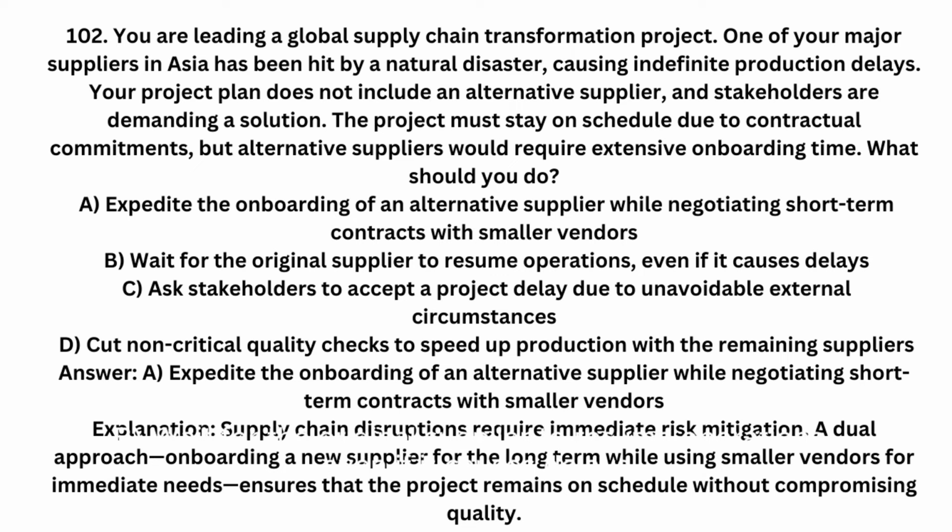B. Wait for the original supplier to resume operations, even if it causes delays. C. Ask stakeholders to accept a project delay due to unavoidable external circumstances. D. Cut non-critical quality checks to speed up production with the remaining suppliers. Answer: Expedite the onboarding of an alternative supplier while negotiating short-term contracts with smaller vendors. Explanation: Supply chain disruptions require immediate risk mitigation. A dual approach, onboarding a new supplier for the long term while using smaller vendors for immediate need, ensures that the project remains on schedule without compromising quality.